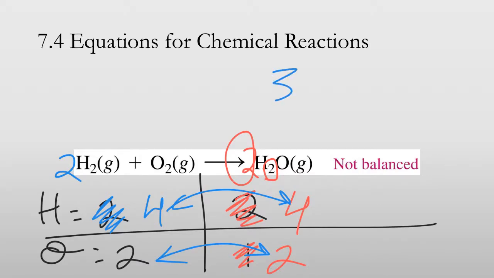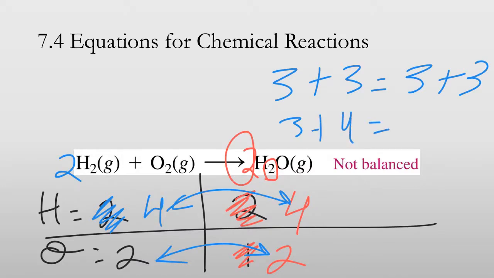It's just like saying 3 plus 3 needs to be equal to 3 plus 3 always. Or 3 plus 4 needs to be equal to 3 plus 4. It seems silly to even write it because you know it's always the same, but that logic has to also apply to chemical equations.